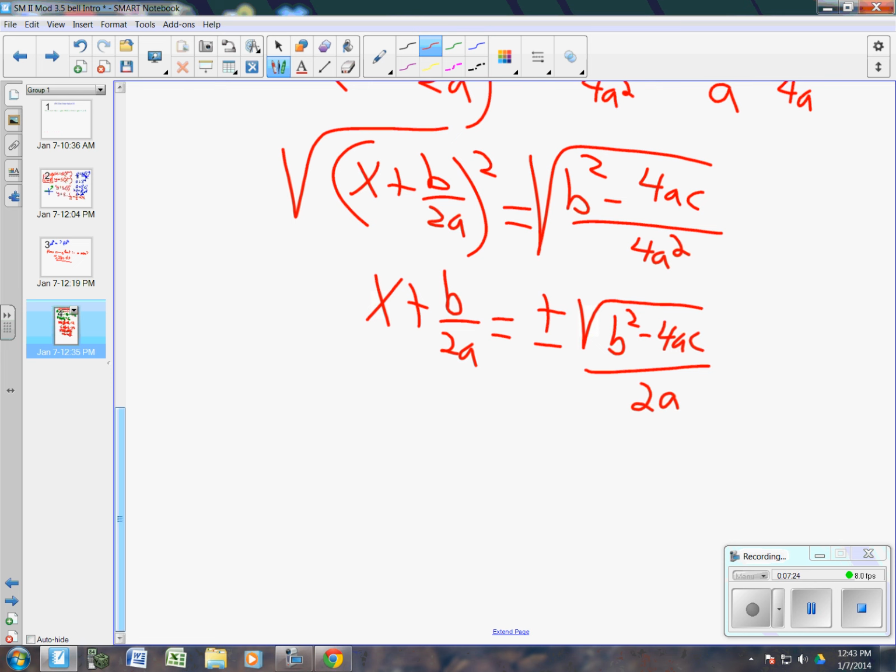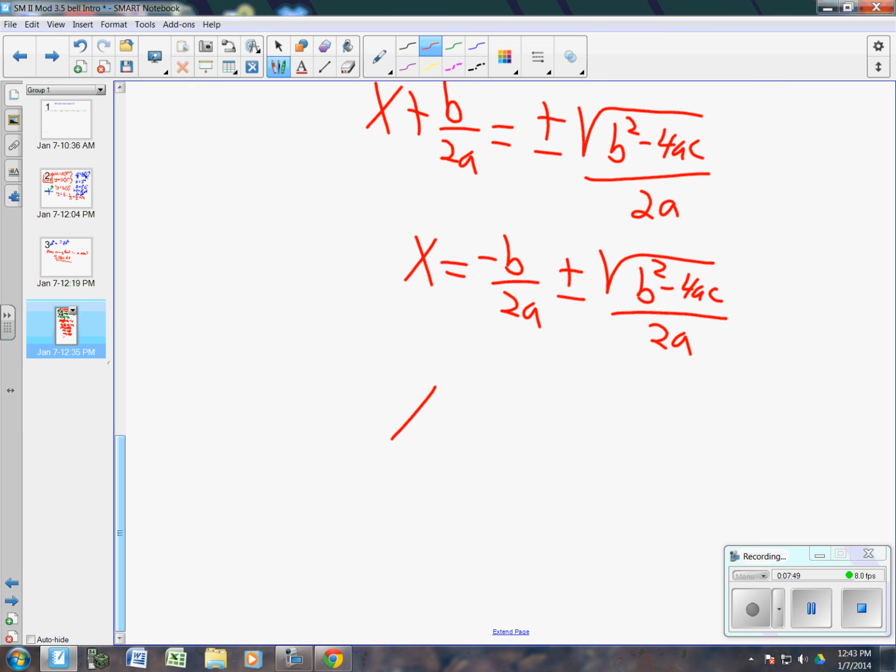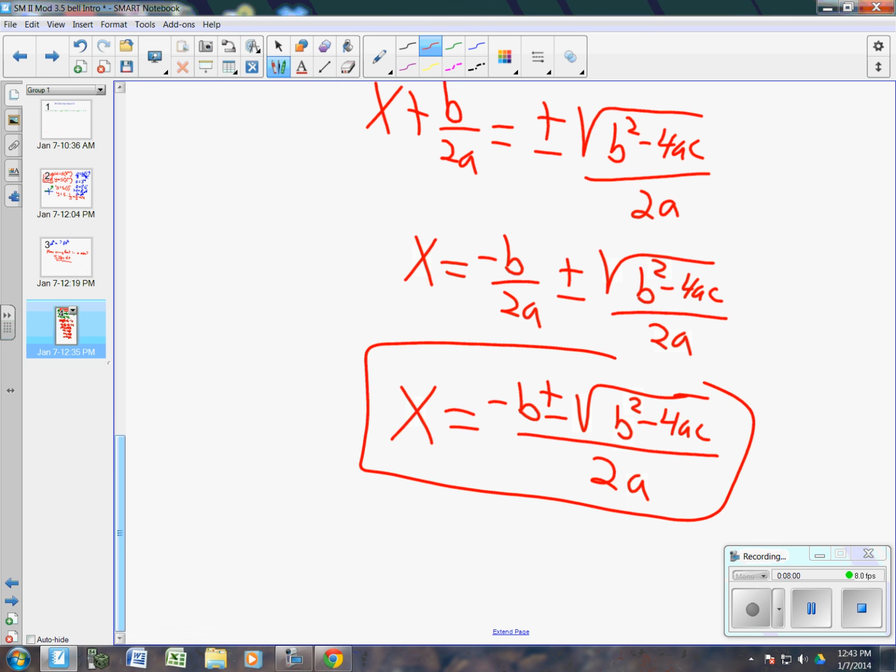Okay, we're almost done. What's the last thing I need to do to get x by itself? I got to subtract b over 2a from both sides, don't I? It's plus or minus the square root of b squared minus 4ac divided by 2a. We are almost there. All we have to do is notice these two fractions have the same denominator. Can I add them together? Yeah. And then when I add them together, guess what we're going to have? Negative b plus or minus the square root of b squared minus 4ac all over 2a. Guess what that is, you guys? That is the quadratic formula.